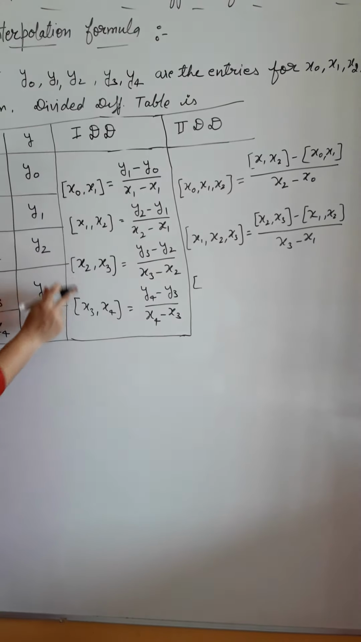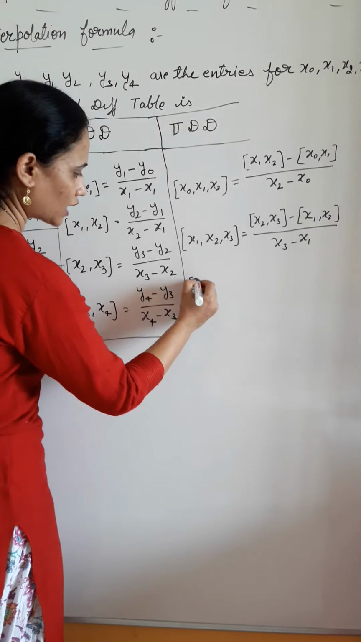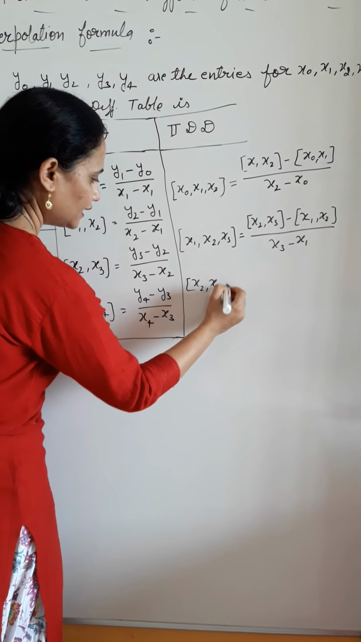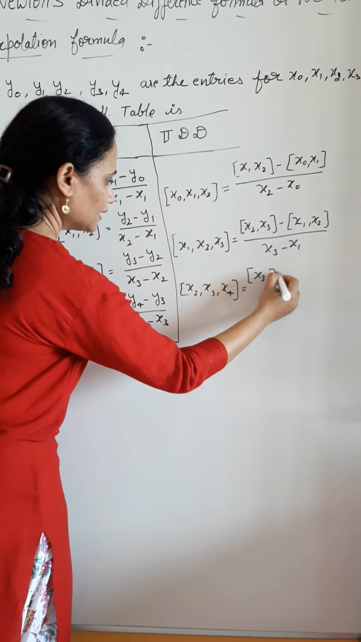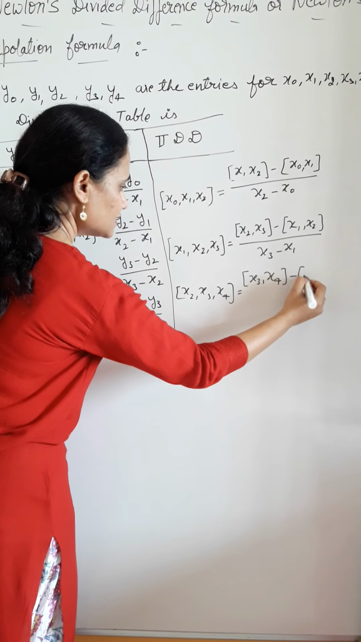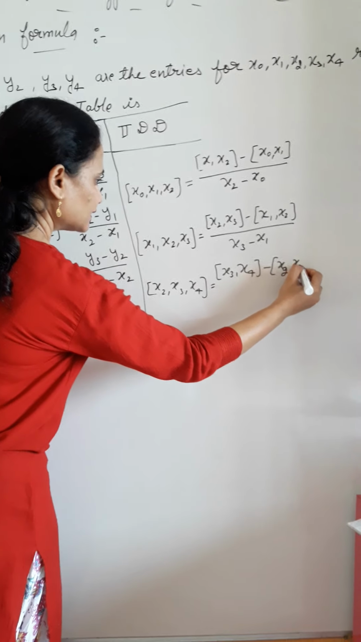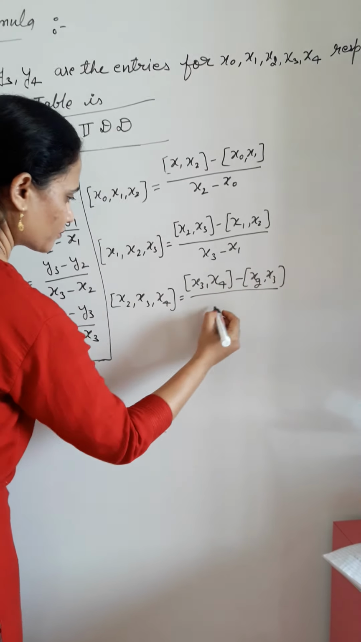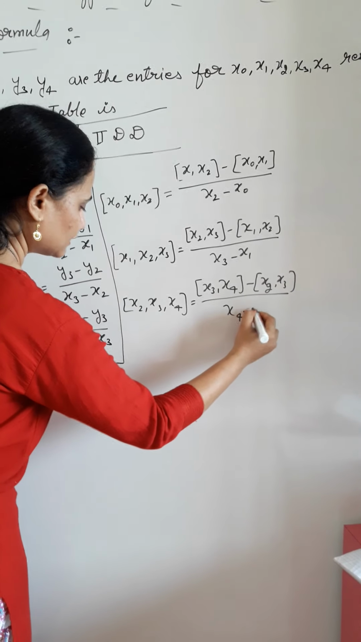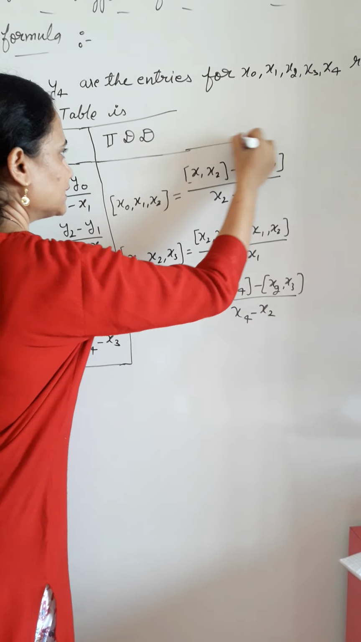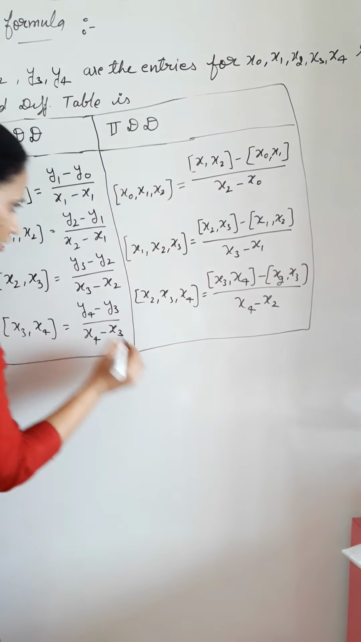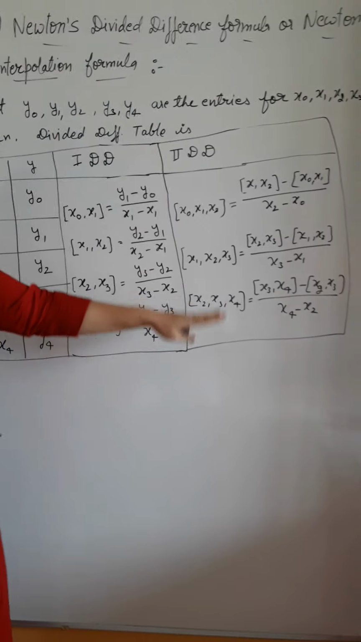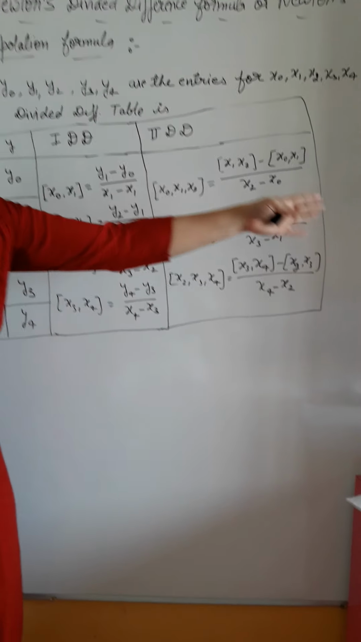Now what is the next value? If we take these two, x2, x3, x4, then similarly x3, x4 minus x2, x3, divided by the extreme values, x4 minus x2. So this is the second difference table. Second difference column. Now similarly I have to write the third difference.